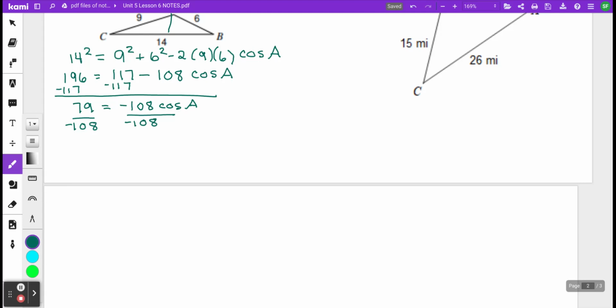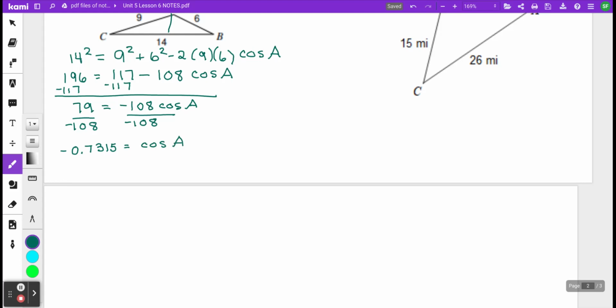And we're going to get negative 0.7314, but after the 4 is an 8, and I'm going to just make it a 5. Usually when I'm dealing with trig, I like to do 4 numbers after just to make sure we get the correct answer.